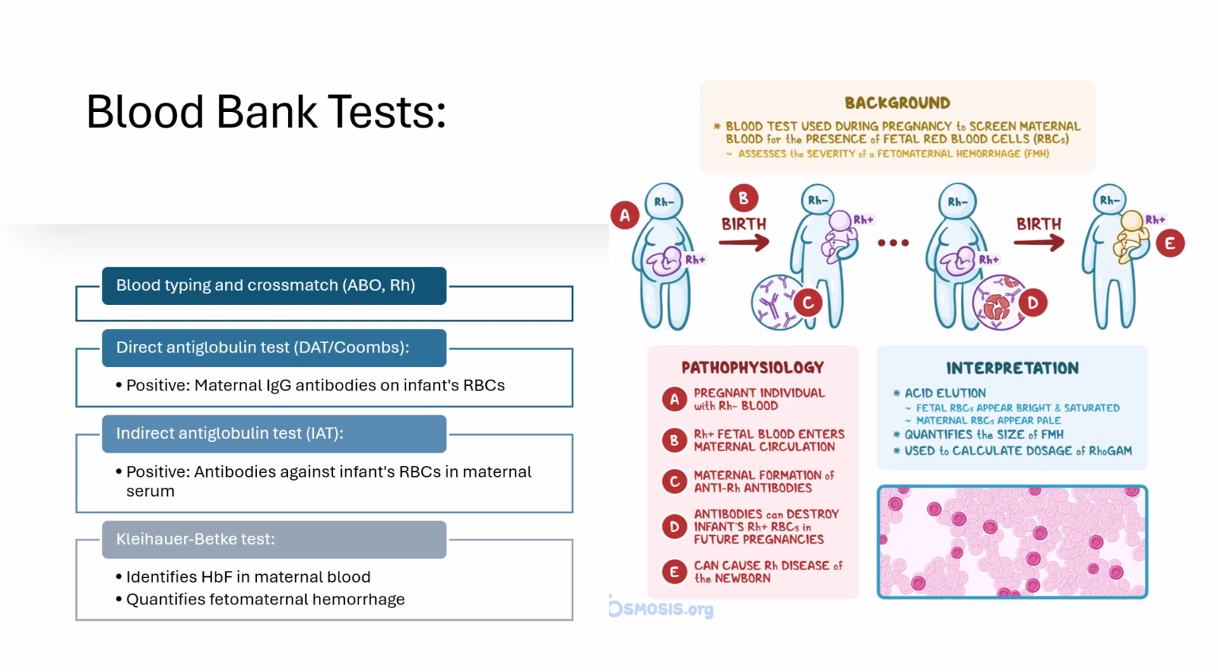The direct antiglobulin test, also called the direct Coombs test, is positive when maternal IgG antibodies are bound to the infant's red blood cells. The indirect antiglobulin test is positive when antibodies against the infant's red cells are present in maternal serum. The Kleihauer-Betke test identifies fetal hemoglobin in maternal blood and is used to quantify fetal-maternal hemorrhage.